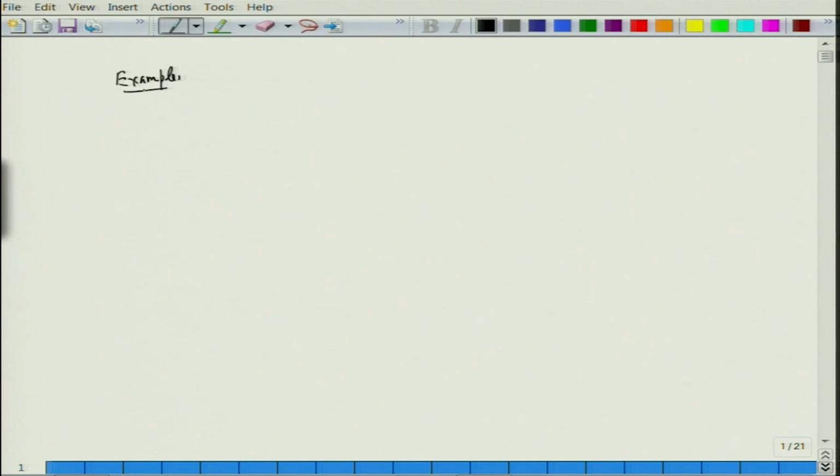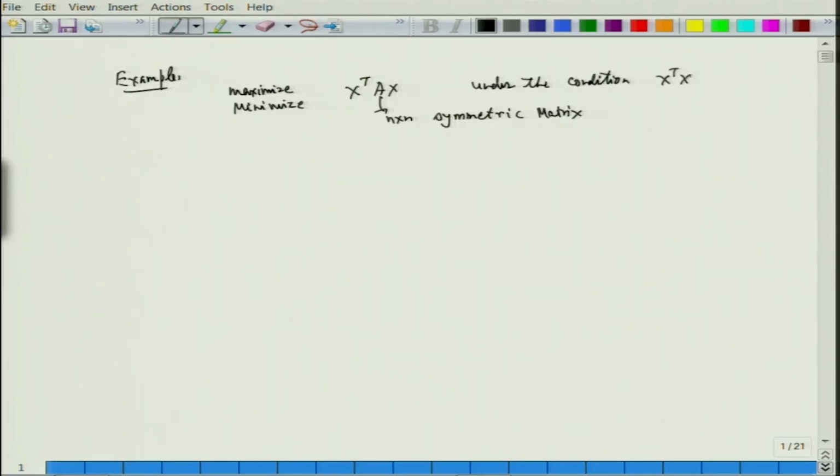So my question will be, I want to maximize or minimize x transpose Ax, where A is an n cross n symmetric matrix, under the constraint or condition x transpose x is 1.